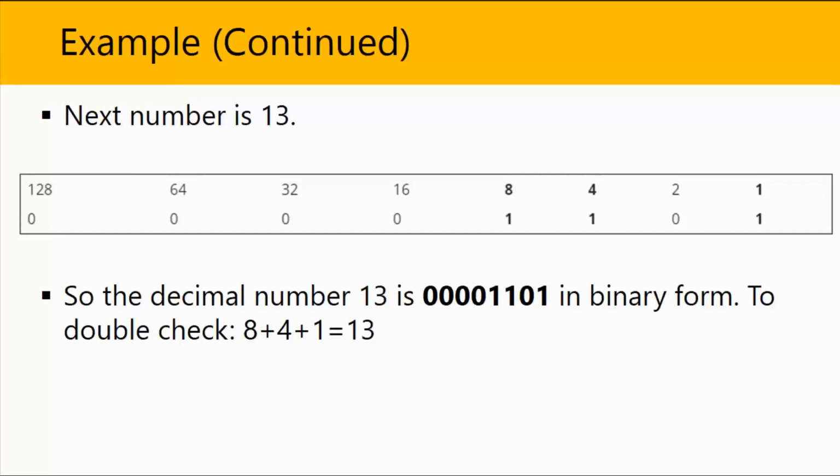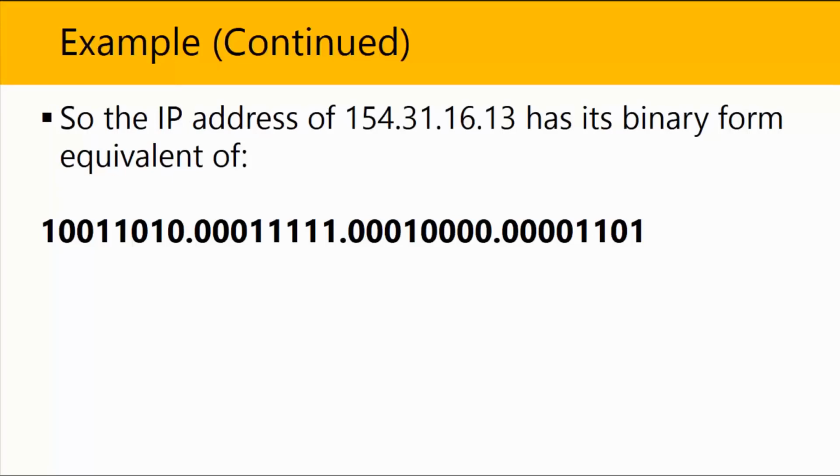So the decimal number 13 is 0001101 in its binary form, and to double check you will again do 8 plus 4 plus 1, which equals 13. So now finally the IP address 154.31.16.13 has its binary form equivalent of 1001111.0001000.0000101. So guys, this was the end of our lesson on the conversion of decimal to binary.